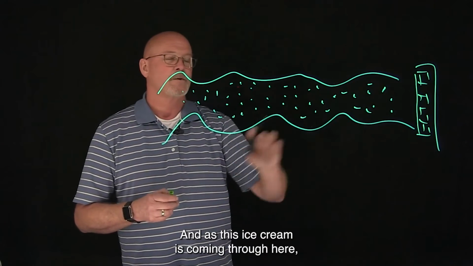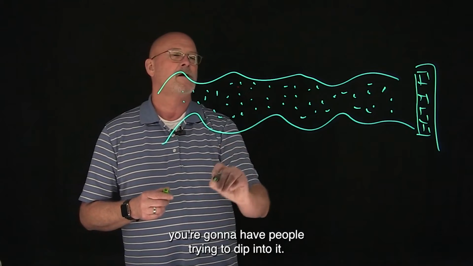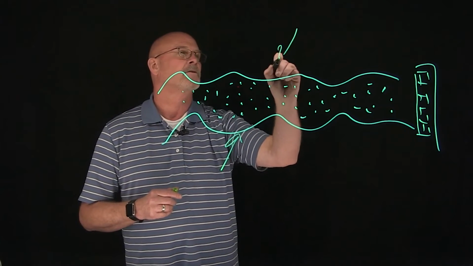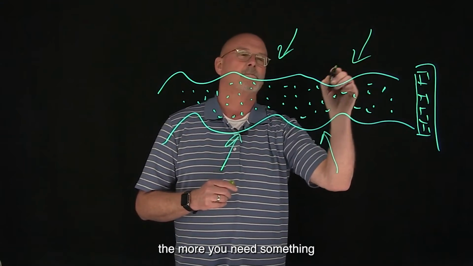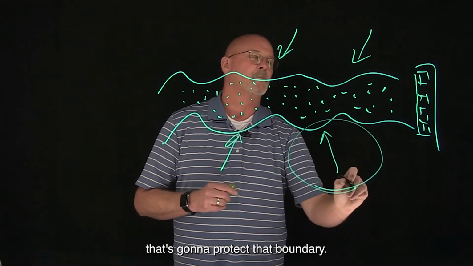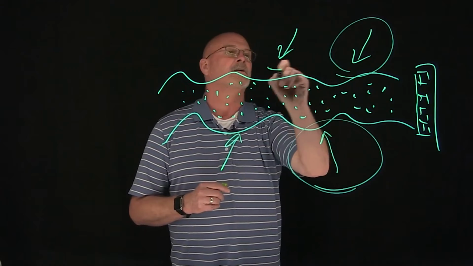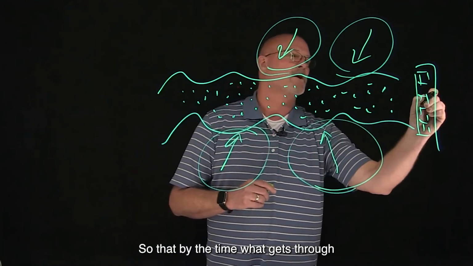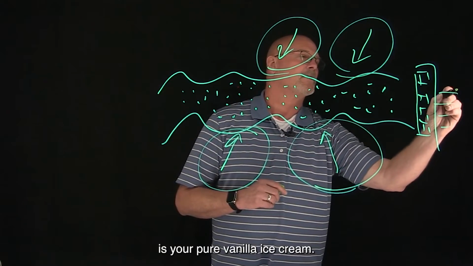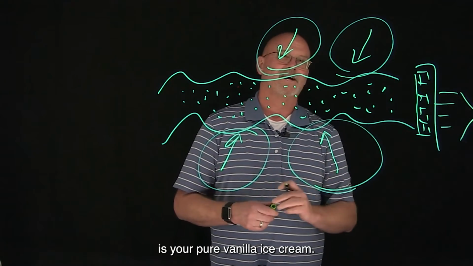And as this ice cream is coming through here, you're going to have people trying to dip into it. And the more people you have dipping into it, the more you need something that's going to protect that boundary. So that by the time what gets through is your pure vanilla ice cream.